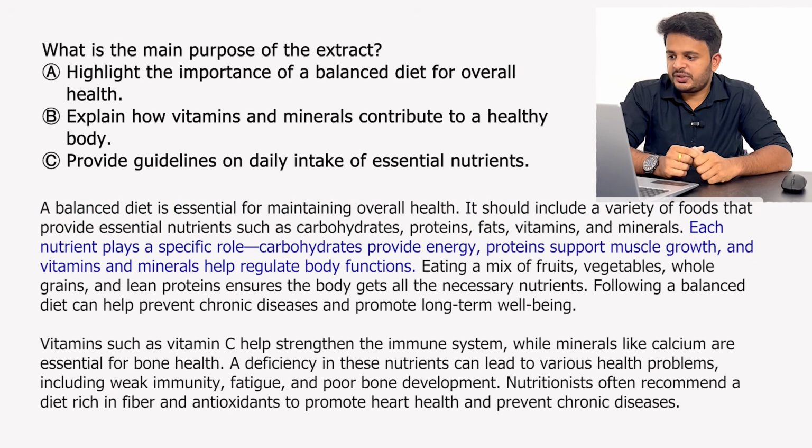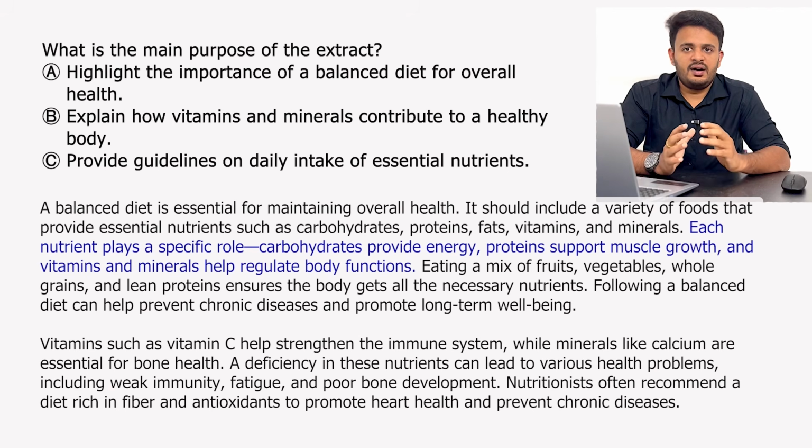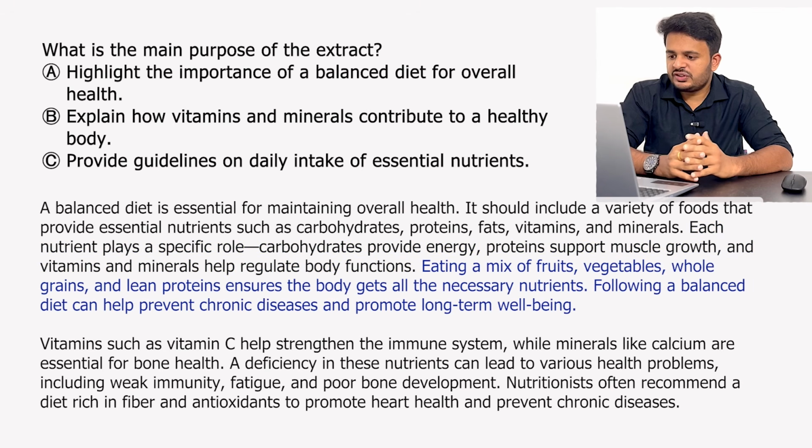Each nutrient plays a specific role. Carbohydrates provide energy, proteins support muscle growth, vitamins and minerals help regulate body functions. Now this sentence explains the role of each nutrient. Moving to the next sentence. Eating a mix of fruits, vegetables, whole grains, lean protein ensures the body gets all the necessary nutrients. Following a balanced diet can help prevent chronic diseases and promote long-term well-being. Now, the last two sentences state the importance of consuming different types of food and how it helps in reducing the risk of several lifestyle diseases.